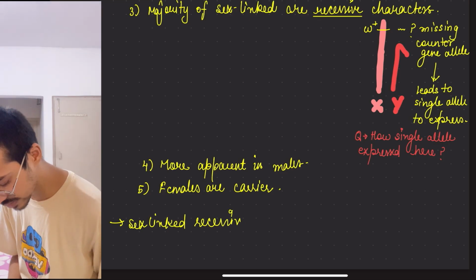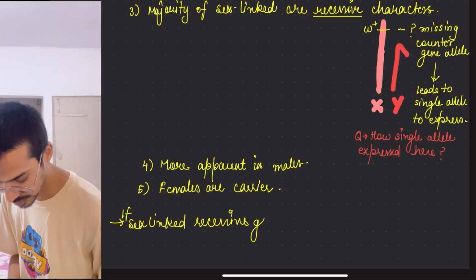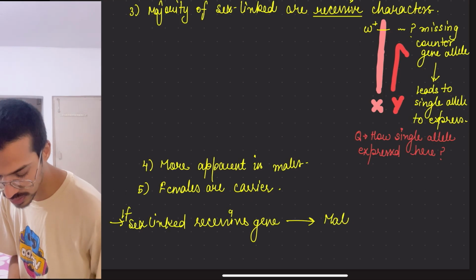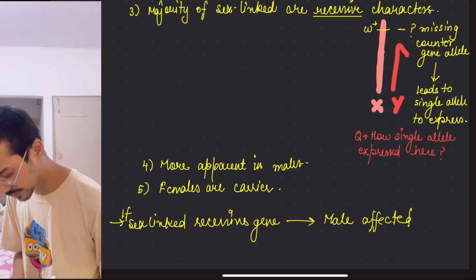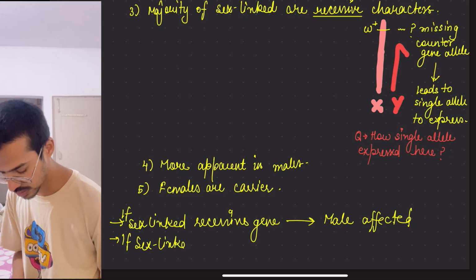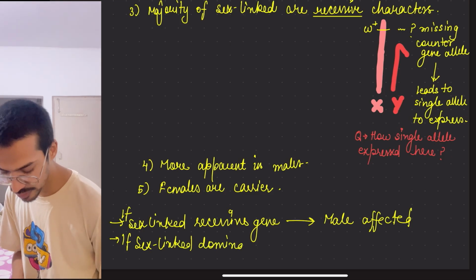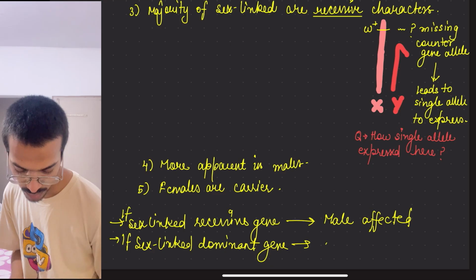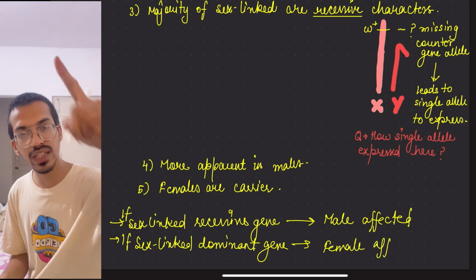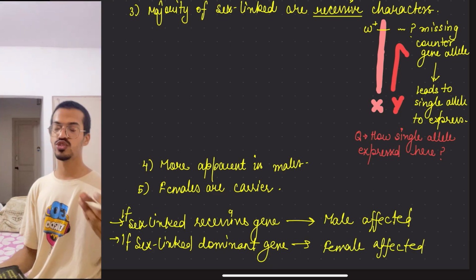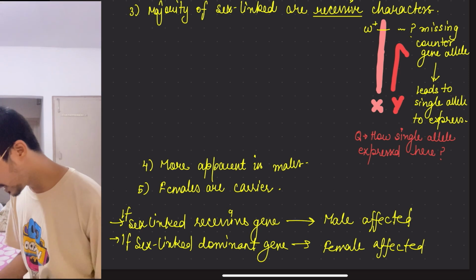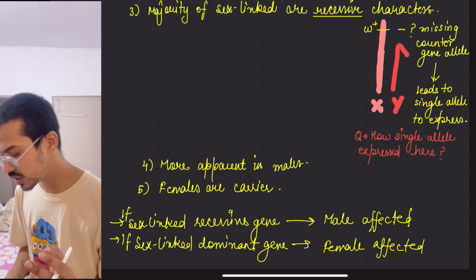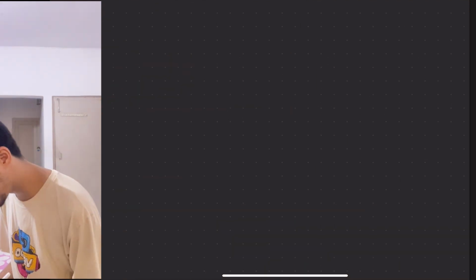If a sex linked recessive gene is there, then the male will be affected because the male does not have the counterpart of it, only one X is there. If a sex linked dominant gene is there, meaning it is in the dominant state, then the female will be affected, because a dominant gene will show effects in single or double, but for XX it needs to be in the dominant case. Okay, next, your X linked is over, and Y linkage is very small and easy.